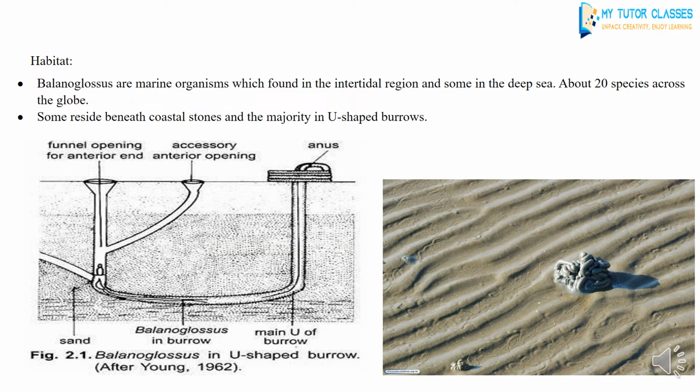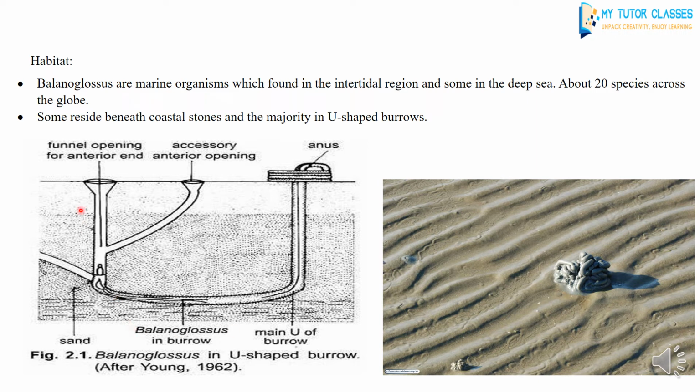Habitat: Balanoglossus are marine organisms found in the intertidal region and some in the deep seas. There are about 20 species found across the globe. Some reside beneath coastal stones and the majority in U-shaped burrows.